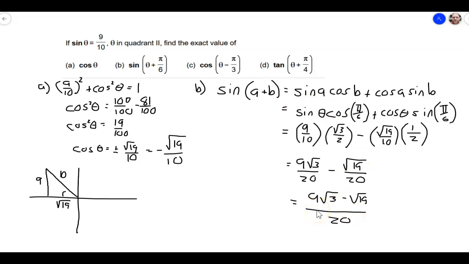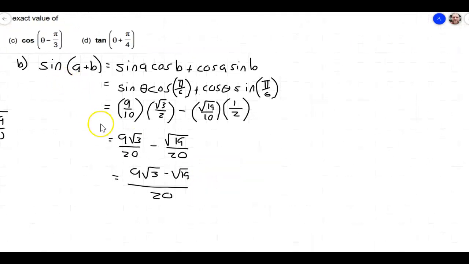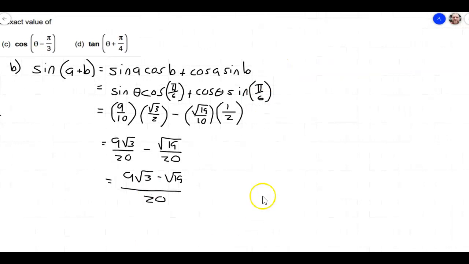Now the third one, I'm going to let you guys go ahead and do. You just need to know the cosine sum and difference formula, or for that one, the difference formula. So let me go ahead and write that one out for you. So for C, we're going to have the cosine difference formula.